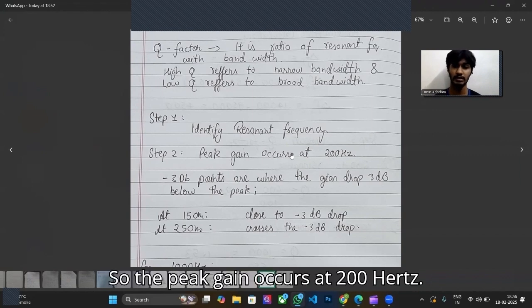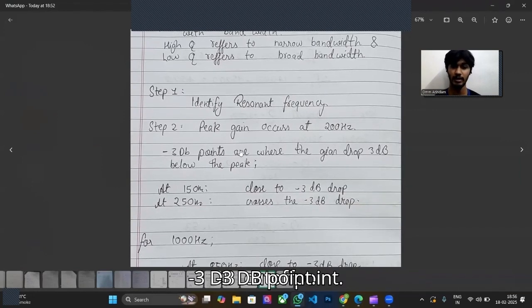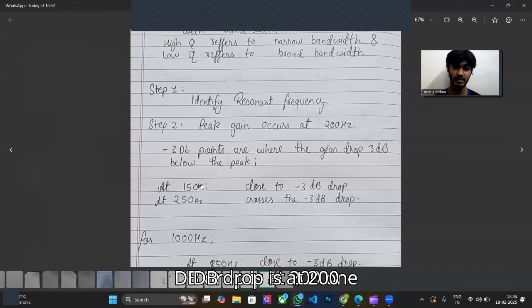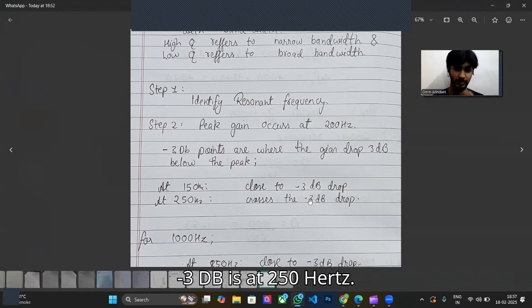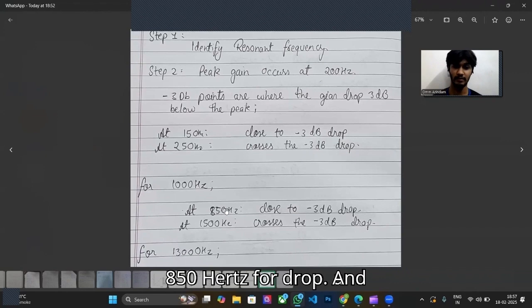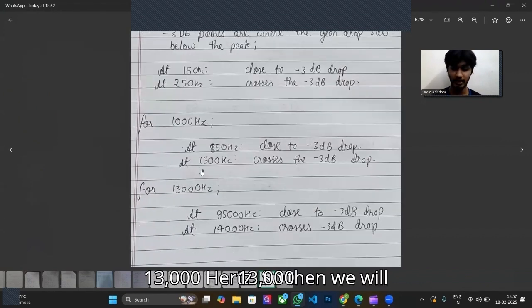So the peak gain occurs at 200 hertz. Then we will find the minus 3 dB points below and above the peak gain. For 200 hertz, the point below where the gain drops by 3 dB is at 150 hertz, and the point above where it crosses minus 3 dB is at 250 hertz. Same for 1000 hertz, which is 850 hertz for the drop, and 1500 hertz where it crosses minus 3 dB. Same for 13,000.